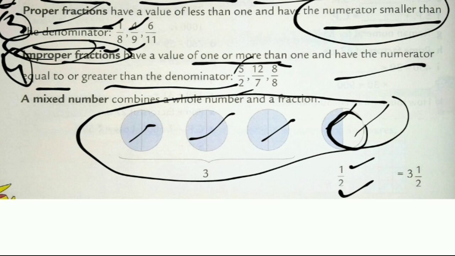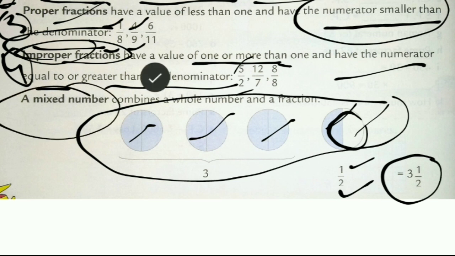It means out of 2, 1 part is filled. So we will write it as 3 1 by 2. This is known as mixed fraction. It means a combination of a whole number and a fraction.